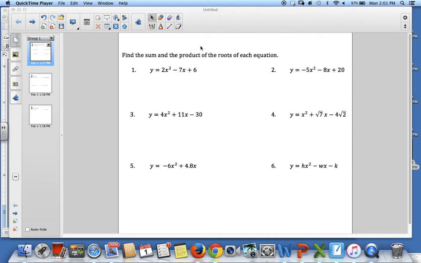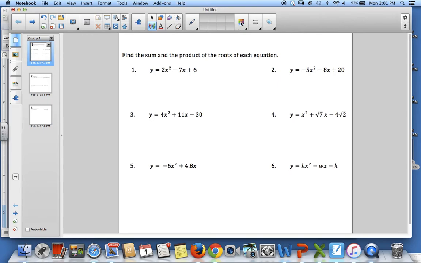Okay, for the homework problems tonight, they're asking us to find the sum and the product. Now, there's a lot of ways to do this. The easy way is to remember the formula we learned: the sum is negative b over a, and the product is c over a. And once we know that, these problems all become quite simple.